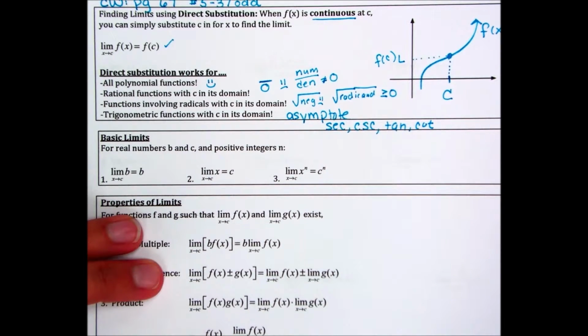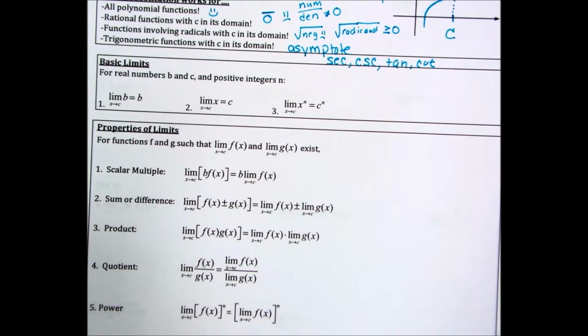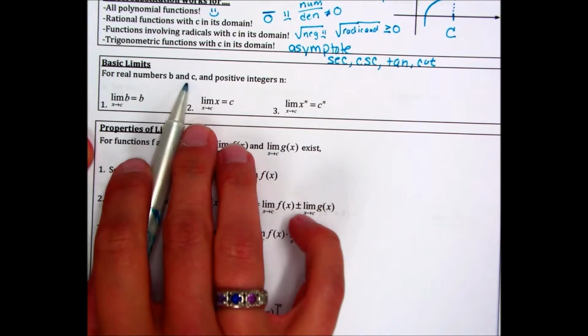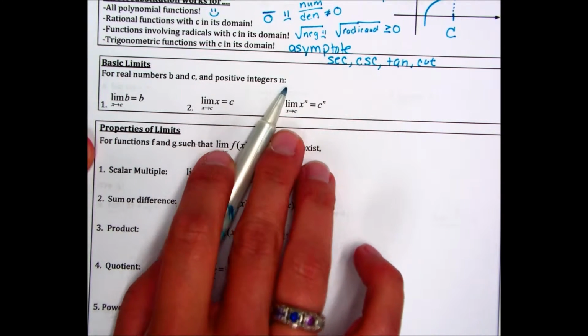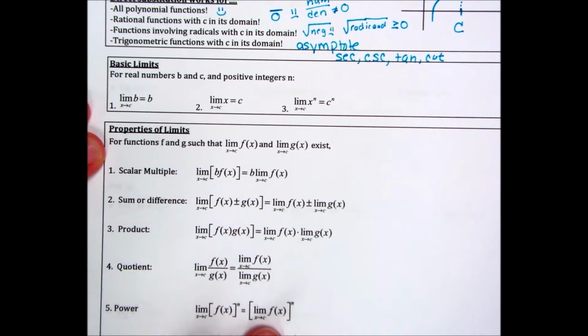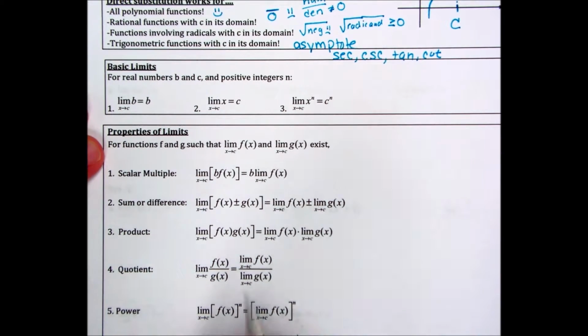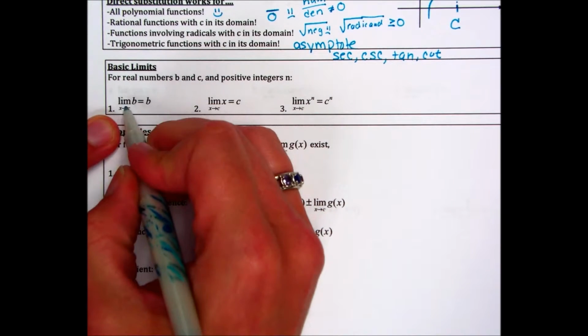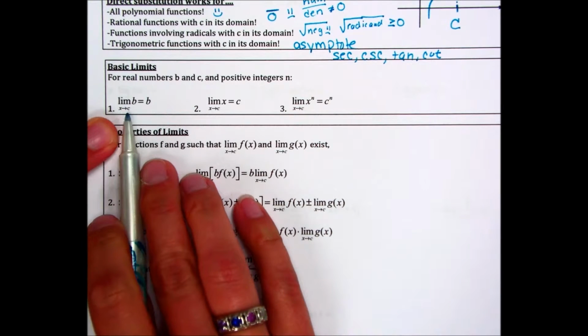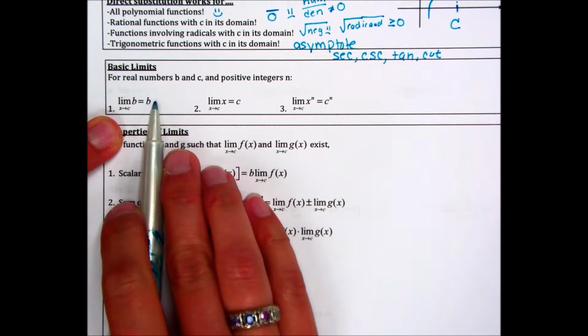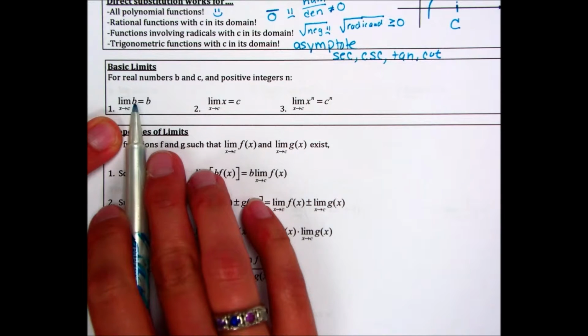Okay, here are your basic limits. For any real numbers, b and c, and positive integers, n. So no negative integers yet. It's positive. We're raising it to a positive power. So if I have the limit of b as x goes to c, then my answer is simply b. That means there's no x's. It's just a constant. It's just a number.